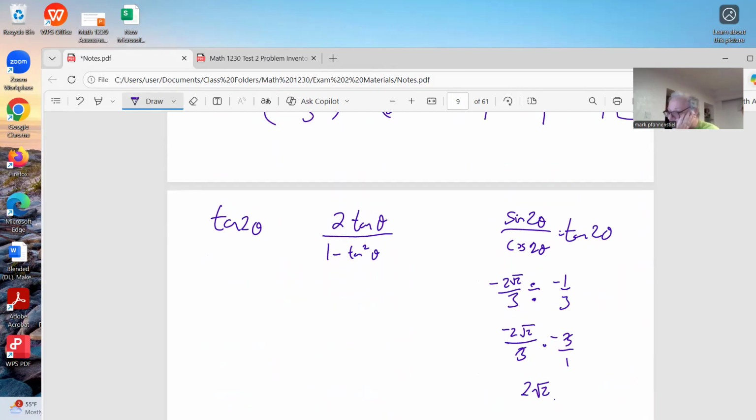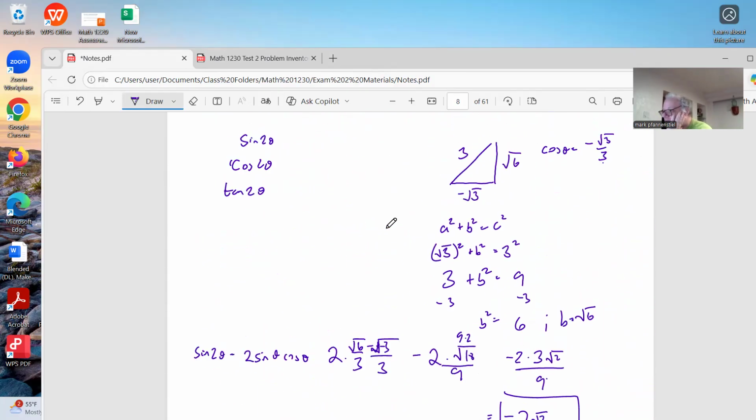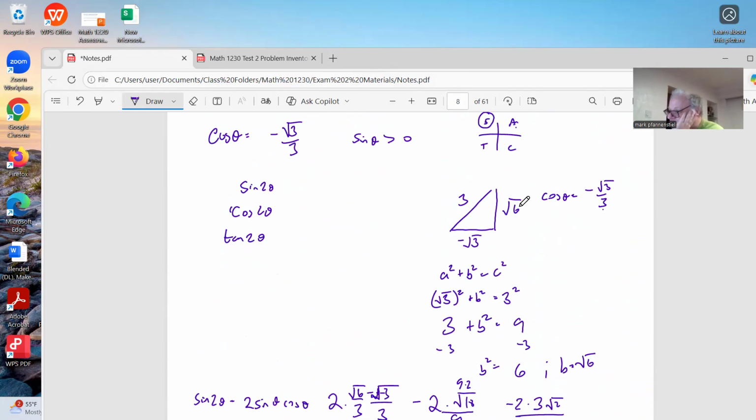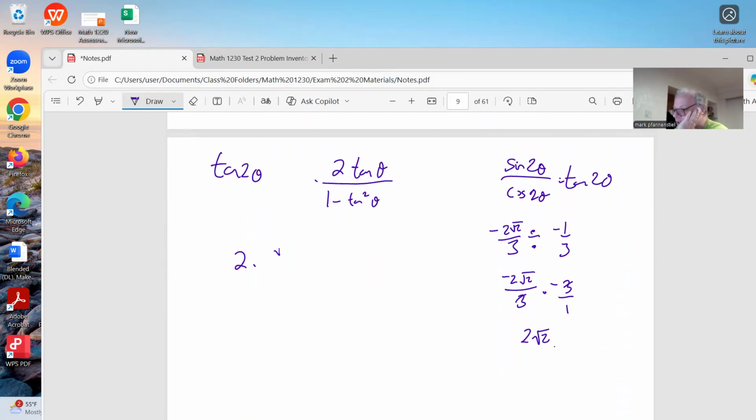Now, we can double check because I gave you a way to do that. We have 2, and we go back up here to say, what is the tangent here? Going back up to my triangle, the tangent is root 6 over root 3. Okay? So we can say this is root 6 divided by root 3. We have 2 of those. And then we have 1 minus, and then here we have root 6 over root 3 squared. And let's see what that does for us.